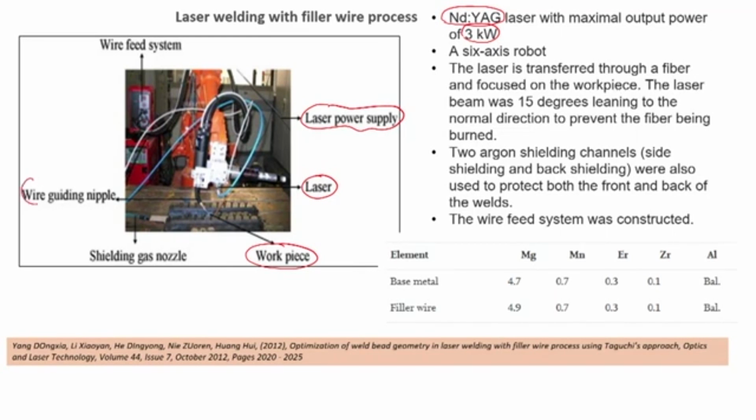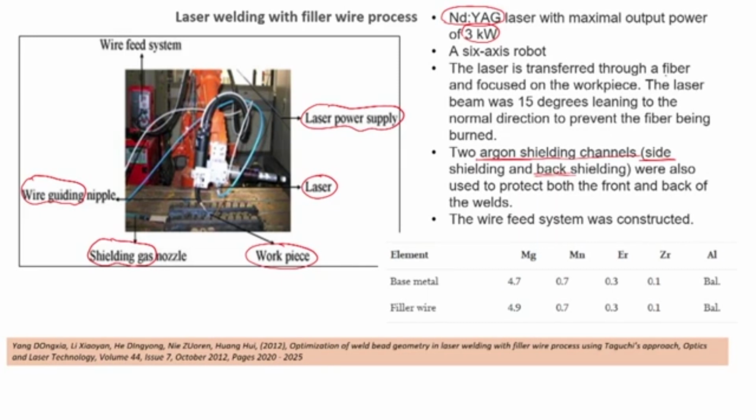Now, this is the wire guiding system. So, through this wire guiding system the wire will come and that is getting melted and will be deposited. We also need the shielding gases, the inert gases, to protect or to make the environment free of oxidation. So, we are using two argon shielding channels. One is from the side and the other one is at the rear side, at the back side.